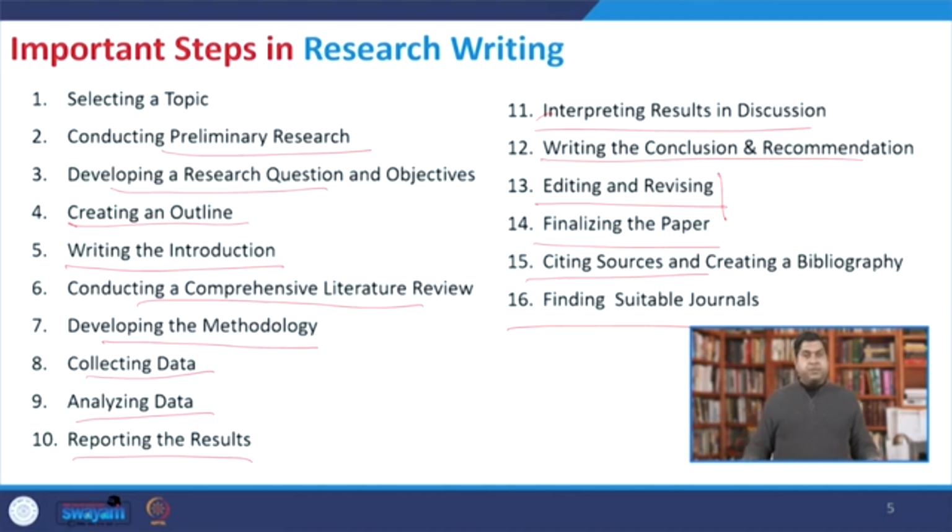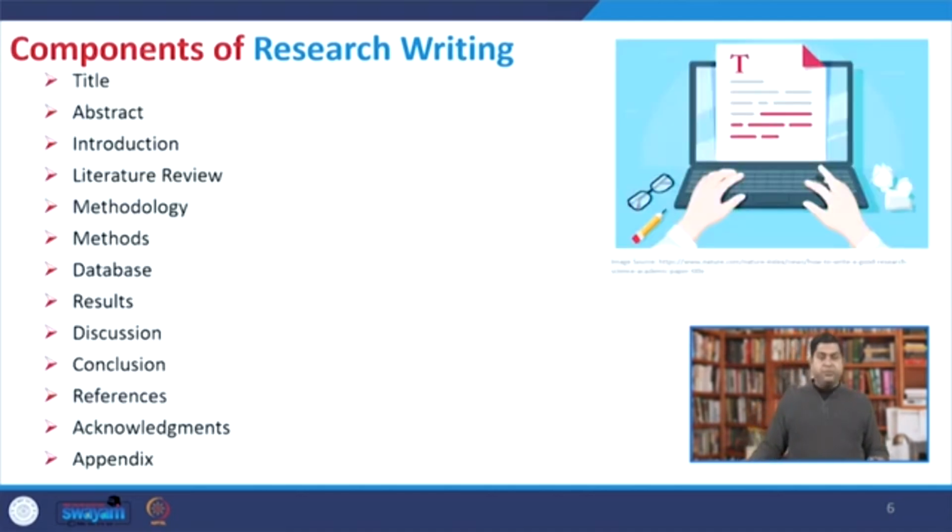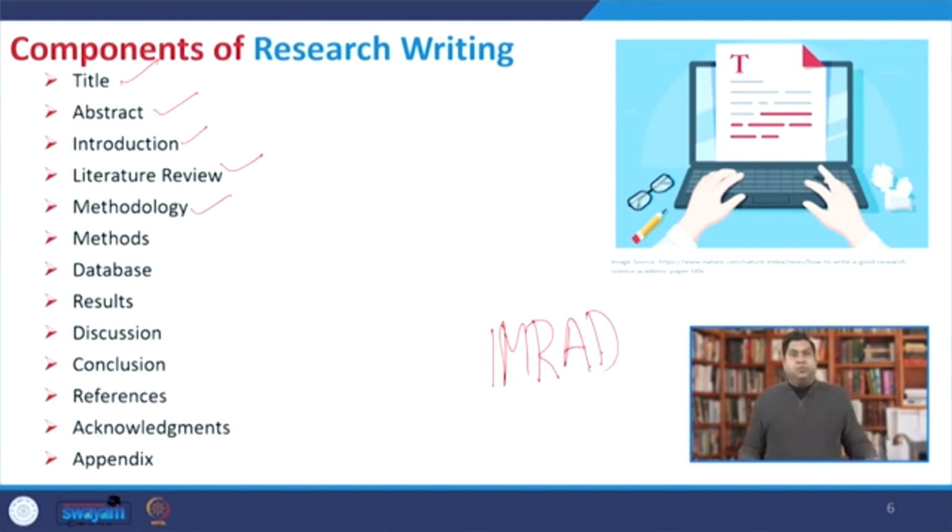So these are the broad steps of research writing. Now if we discuss in general the content of research writing or components of research writing, taking a typical paper as an example, we'll have a title, an abstract, an introduction, a literature review section, and methodology. In some journals they follow that IMRAD format: introduction, methodology, result, analysis and discussion.